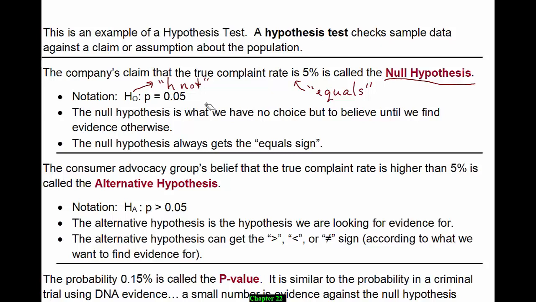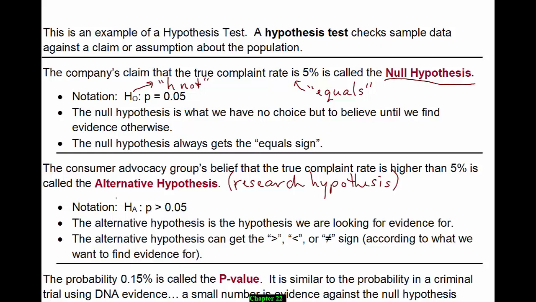Now, the consumer advocacy group believes that the true complaint rate is higher than 5%. They're looking for evidence that it's higher than 5%. This claim is called the alternative hypothesis. The alternative hypothesis is the one that you're actually looking for evidence for. It's also called the research hypothesis.